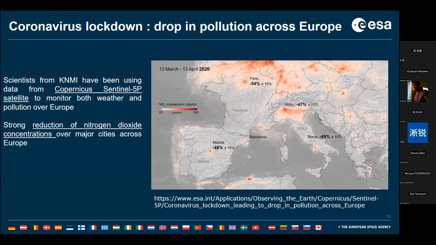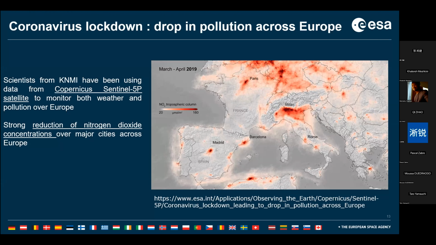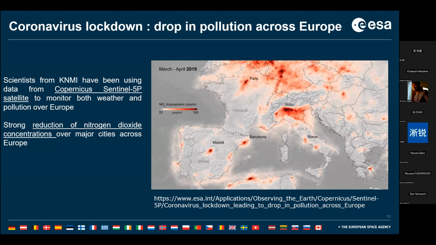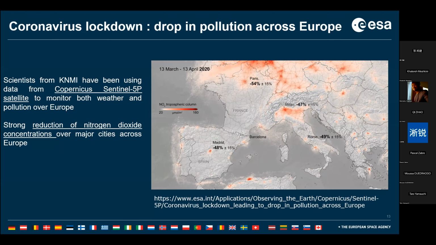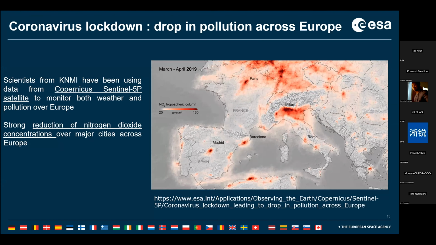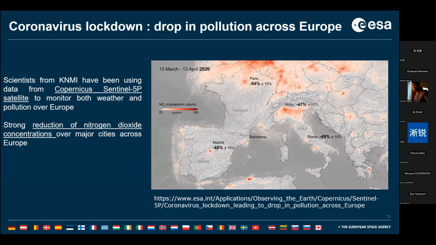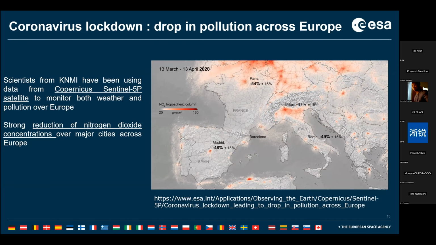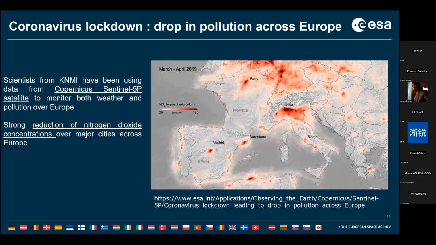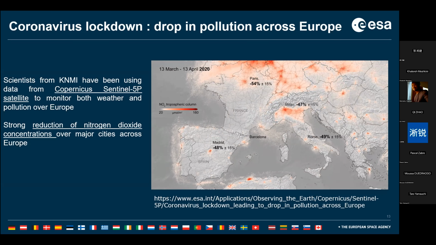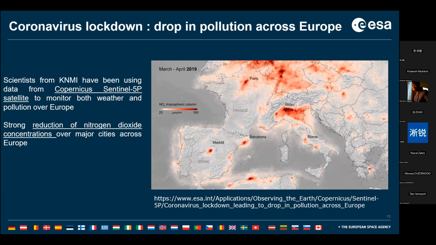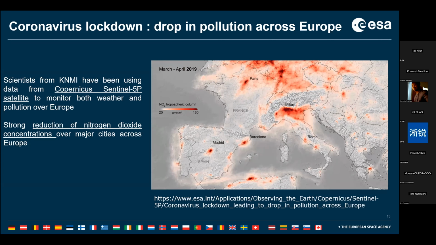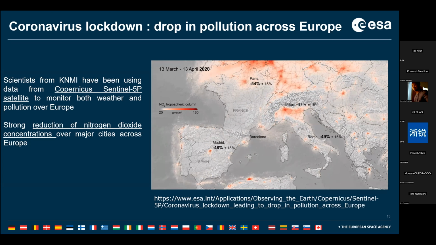Scientists from KNMI have been using data from Copernicus Sentinel-5P satellites to monitor both weather and pollution over Europe. And those two images, flashing in front of you, clearly illustrate a strong reduction of nitrogen dioxide concentration over major cities across Europe, specifically Milan, Paris, and Madrid. If you follow the link below this illustration, you will find a similar story across the world.